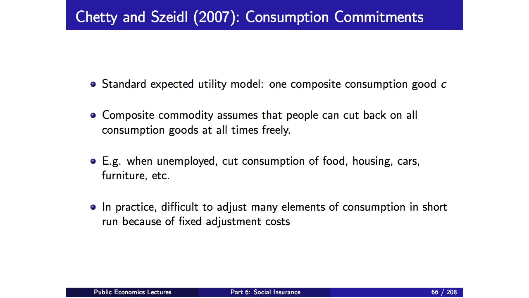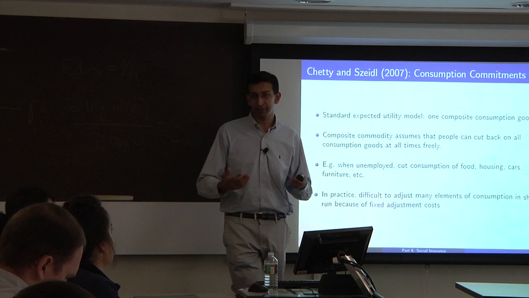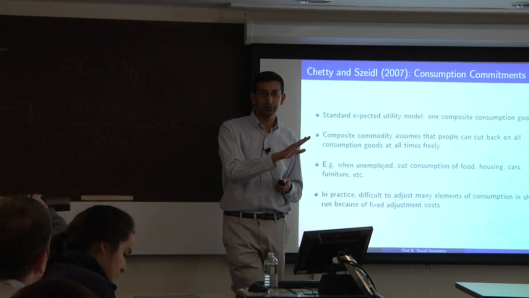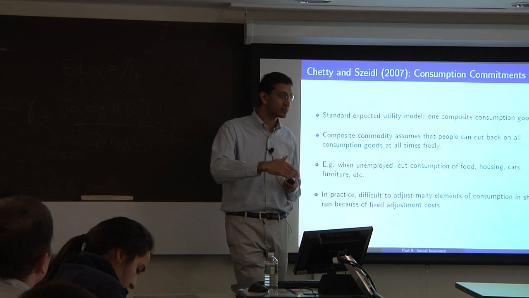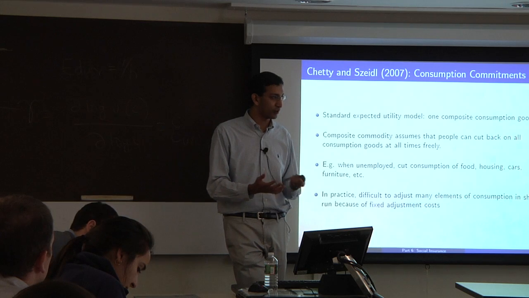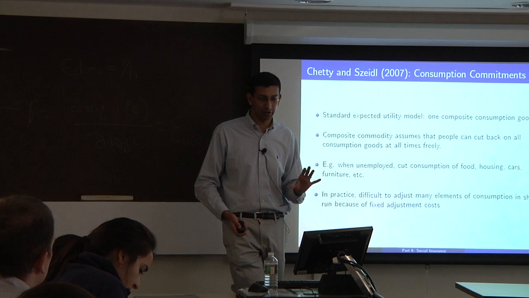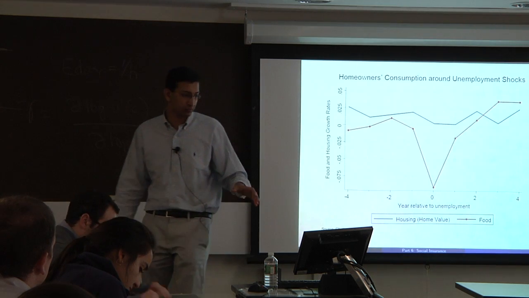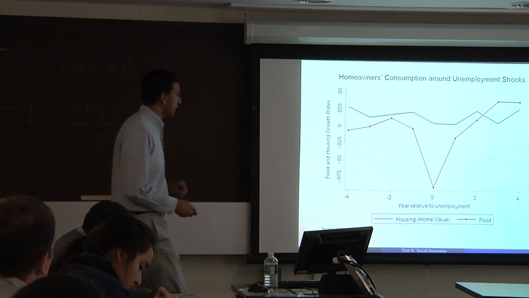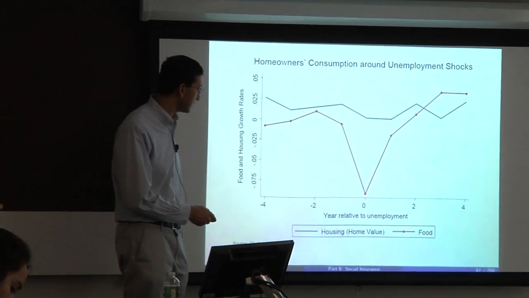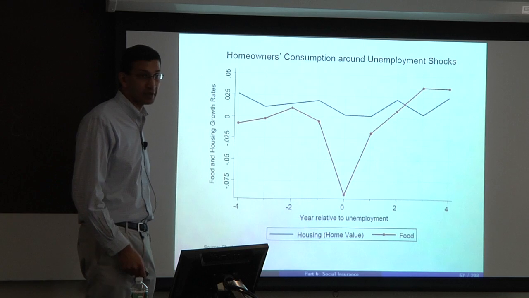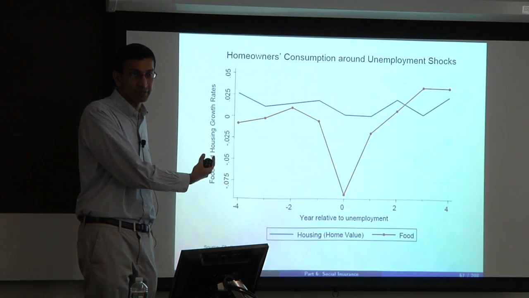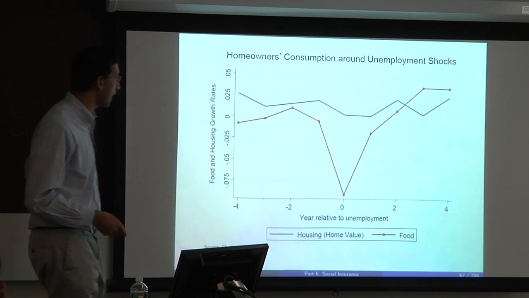Now in practice, as you can see quite intuitively, it's difficult to adjust many elements of consumption in the short run because of fixed adjustment costs, right? So if you're unemployed for 8 weeks, which is the typical spell in normal times, you're not going to sell your house and move to a different place. You're not going to sell your car. You're not going to change your kid's school and all this stuff. You would think a lot of things are very rigid. And so you in fact see that in the data. So this is from the paper with Adam Szeidl, where we do an event study of consumption around the date of unemployment using, this is the same data as Gruber uses, basically the PSID data, where you see both food and housing.